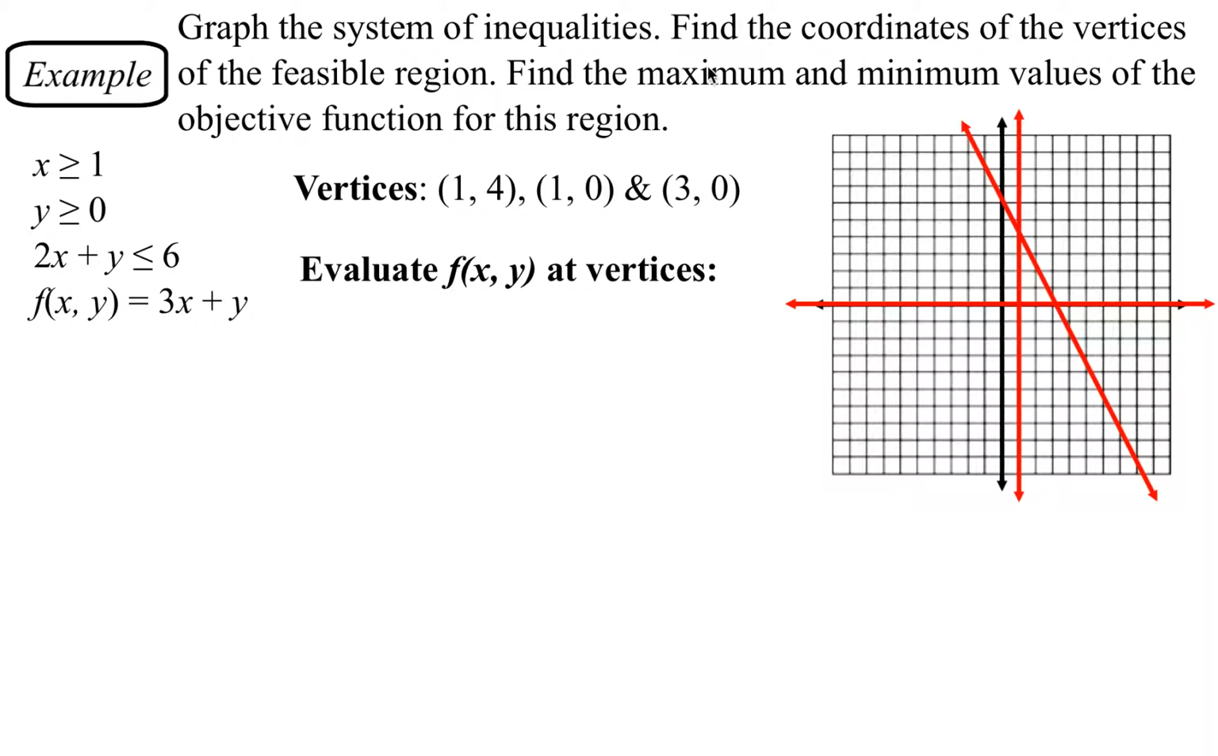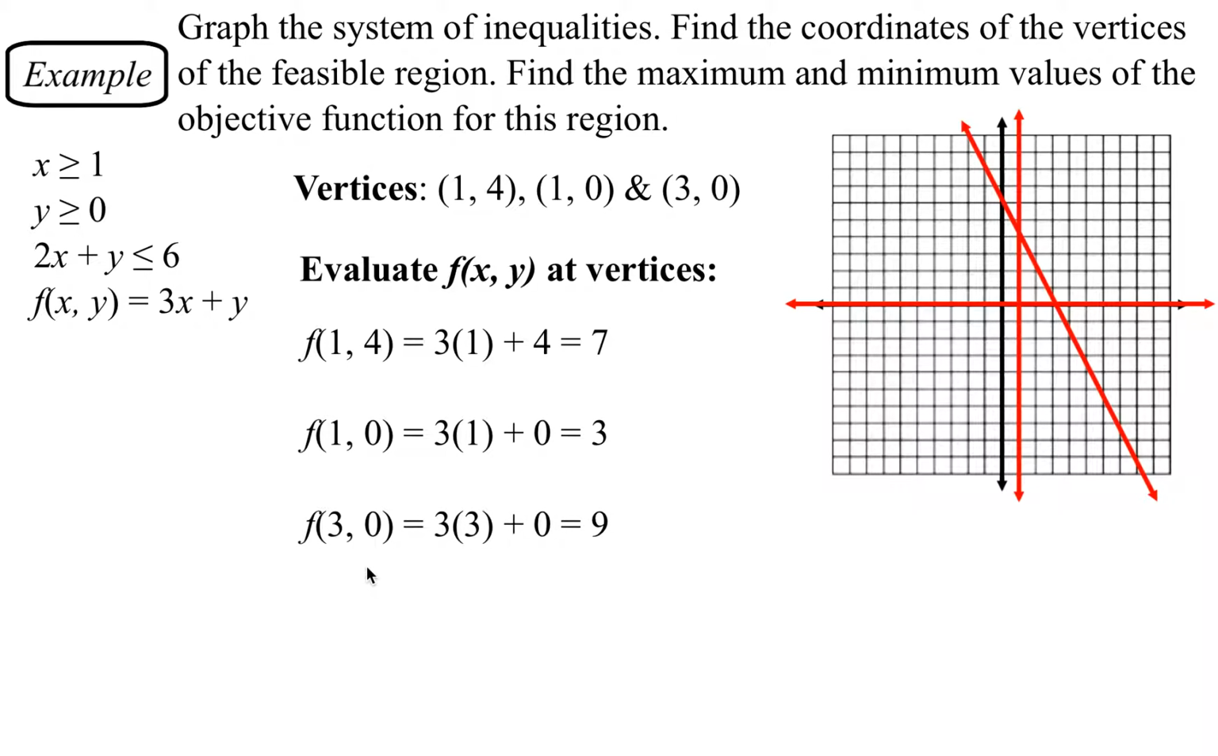So we found that. The next task we have is to find any maximum or minimum values of the function. So what we're going to do is evaluate this function at each of these vertices. We're going to plug in this x-coordinate and this y-coordinate into the function f. So our first point is 1, 4. When we plug in a 1 for x and a 4 for y, we get 3 times 1 plus 4, which is 7. When we plug in 1, 0, f of 1, 0 gives us 3, and f of 3, 0 gives us 9. So the maximum value that we got was 9, so that's our max value, and our minimum value is 3.